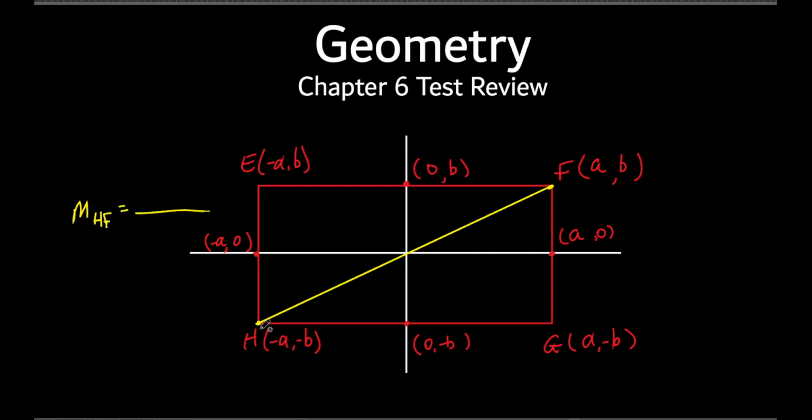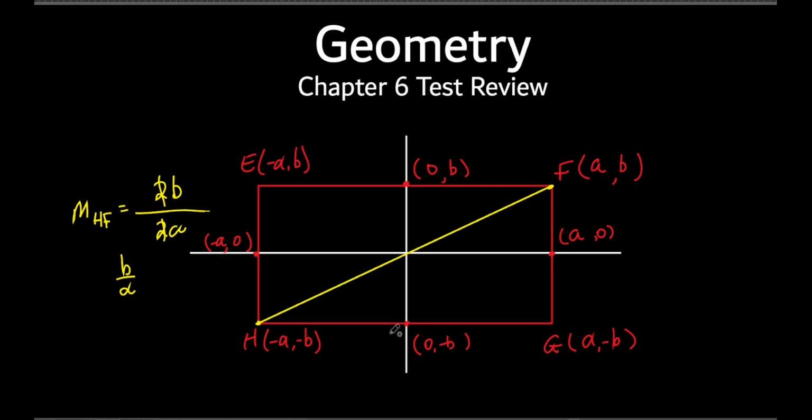You could just do rise over run. So let's do that. So you're going to rise this far, right? How far is that from here to here? 2b, correct. It's 2b. And it's positive, right? Because you're going up. So if I go from H to F, you go up 2b, and then you go over how far? 2a. Simplify that, though. So what's the slope? B over A. All right, so the slope of HF is B over A.